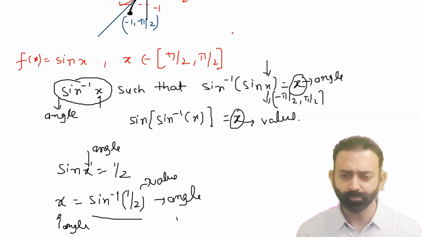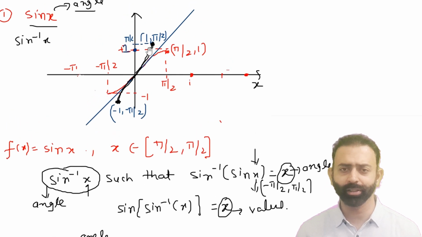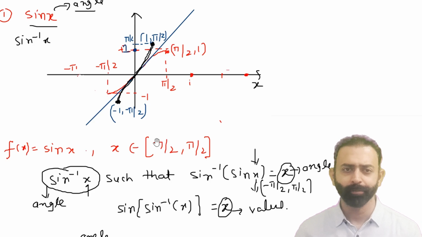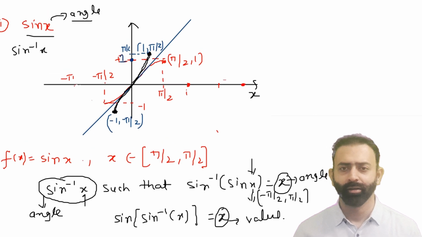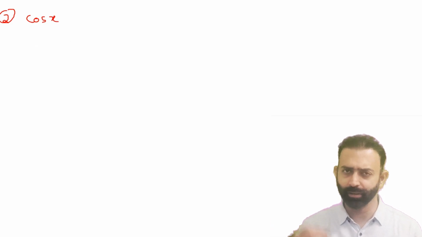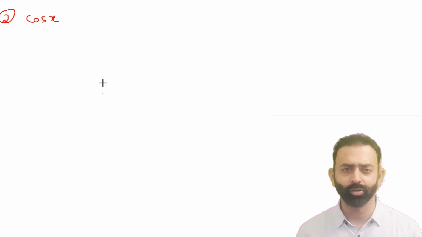Okay, fine. So this was about the sine inverse function, and this is its graph, and x and y got interchanged. This we have learned. Okay, let us come to the second trigonometric function, which is cos x. What about cos x? Again, cos x is many to one, so how can we make it 1 to 1? So again, let us draw the sketch of cos x.